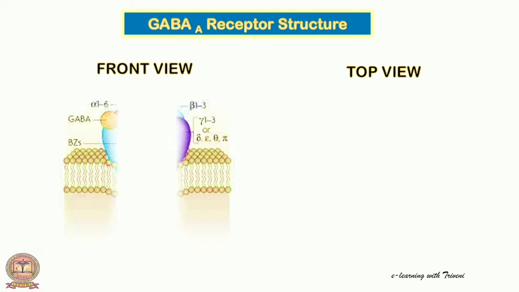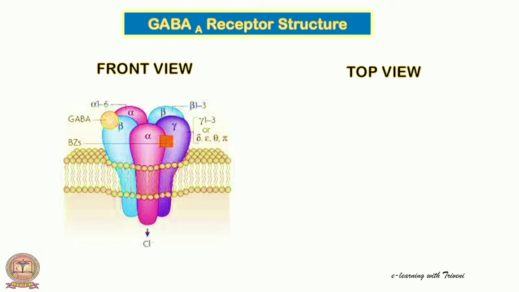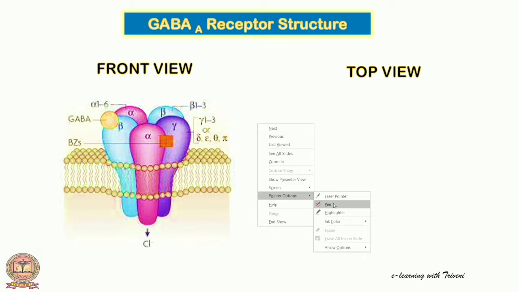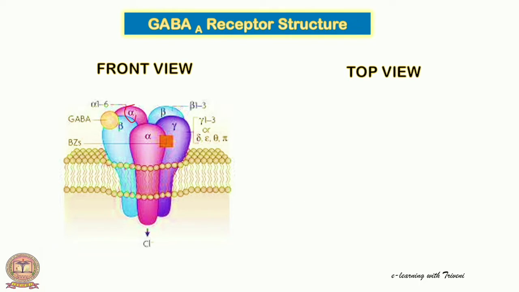Let us see the structure, how it will look. There is a front view and a top view. In the front view of the GABA receptor, we can observe the alpha subunit and the second alpha subunit, the first beta subunit and the second beta subunit, and this is the gamma subunit. Only one gamma subunit is there, and other than this, subunits like delta, epsilon, eta and pi may also be present.